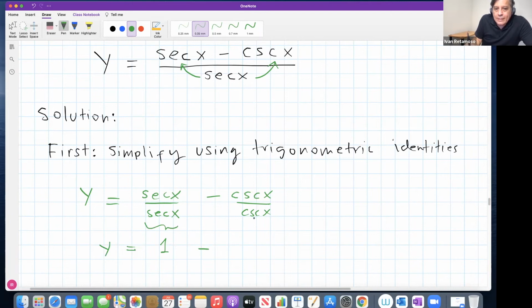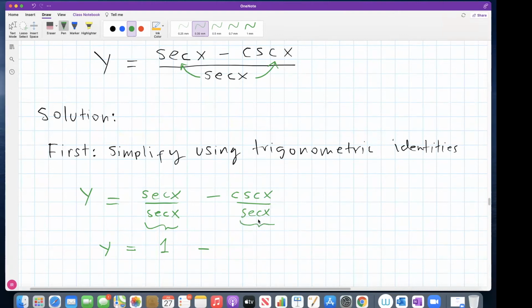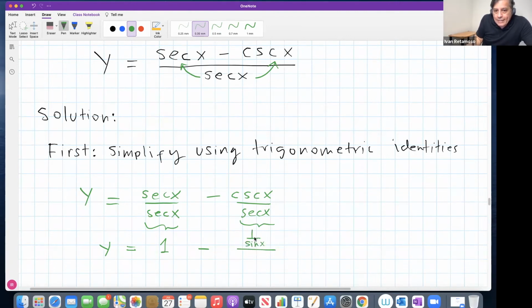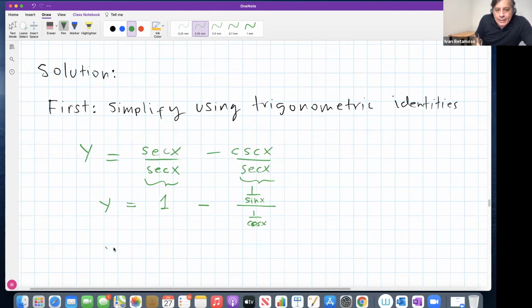Minus this part. This part, this is secant. Yeah, great. Very good, guys. Now, this is going to be 1 over sine of x, and this 1 over cosine of x. And then this will become 1 minus, remember when you divide by a fraction, you end up multiplying by the reciprocal. So it will be 1 over sine of x times cosine of x over 1.